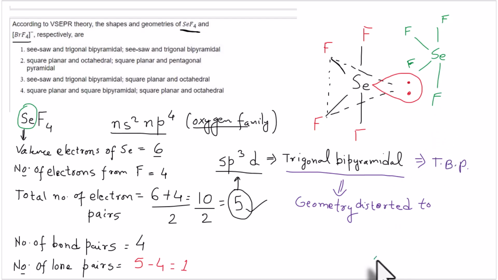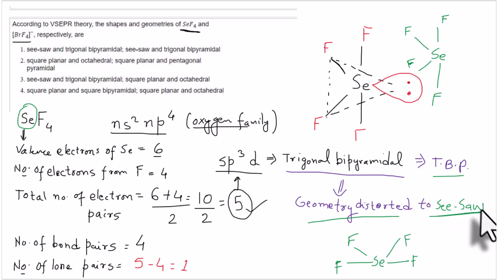If we see it horizontally, then we understand that it is a seesaw shape. From vertical to horizontal I am making it, and then we can easily understand that it is a seesaw shape. From TBP it gets distorted to a seesaw shape because of the presence of the lone pair, which is arranged equatorially. So the first part of the question is answered.